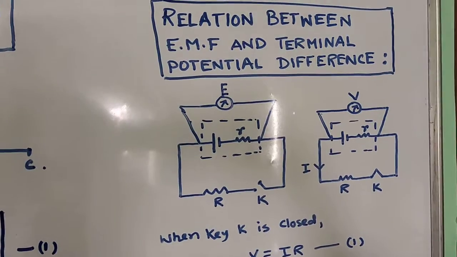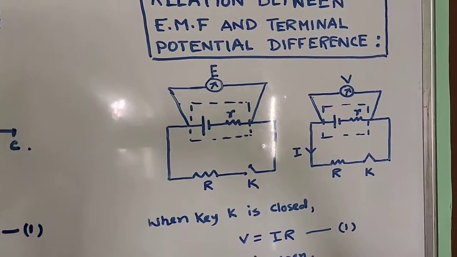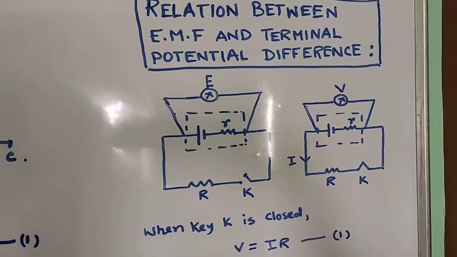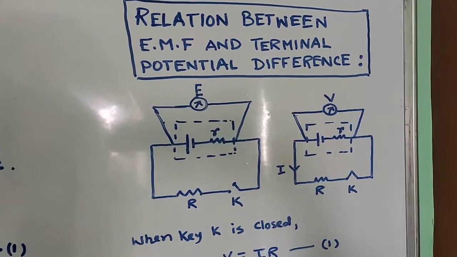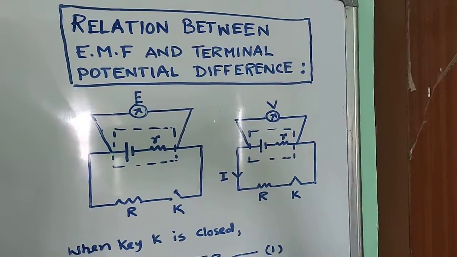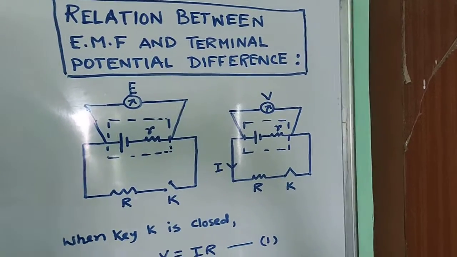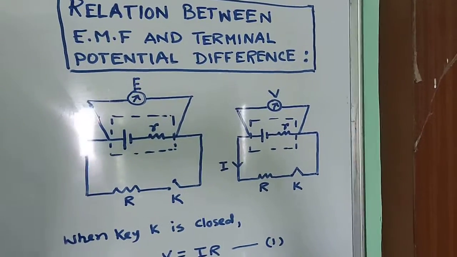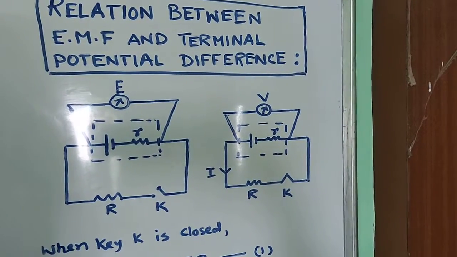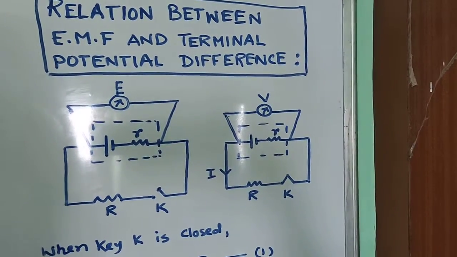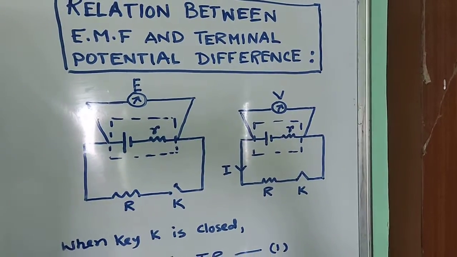Now the reading that comes out in the voltmeter when the circuit is open, that means when the key is open, is nothing but the EMF of the cell. Now when we close the key, what will happen? Current will flow from the cell, or energy will flow from the cell, and as a result, if you connect a voltmeter across the cell, which we have shown here across the dotted rectangle, the value of the voltmeter gives you the terminal potential difference.